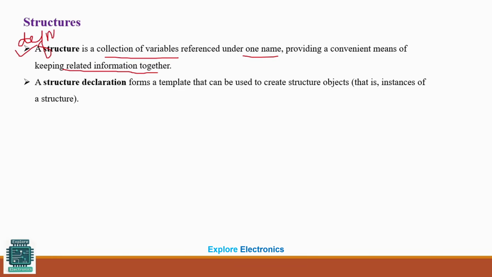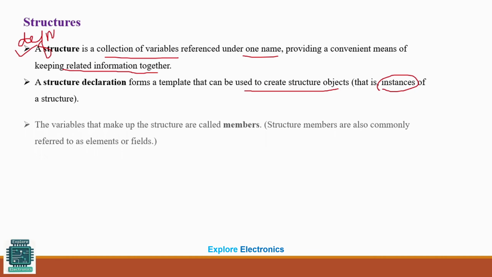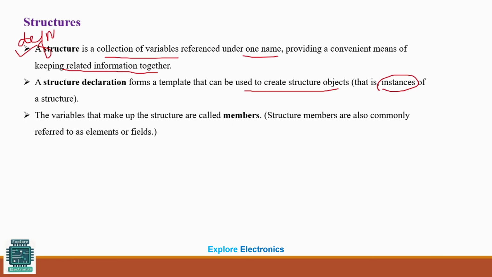The second point is that the structure declaration forms a template that can be used to create structure objects. Means we can create instances of a structure, or objects of a structure. The variables that make up the structure are called members. Means the variables we use in creating a structure, we call them members. The structure members are also commonly referred to as elements or fields. Please note this definition. They may ask the definition in your exam, so please take down the point.